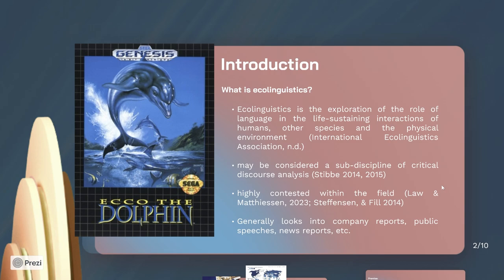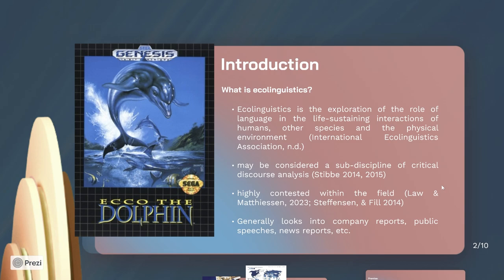Despite all that, the whole ecolinguistics definition is highly contested, even within the field. There are researchers and scholars who think it should be under CDA. Some think it should be separated from CDA. Some people think it should be on top of CDA. So there are a lot of arguments there, but that's fine, it's still in development.